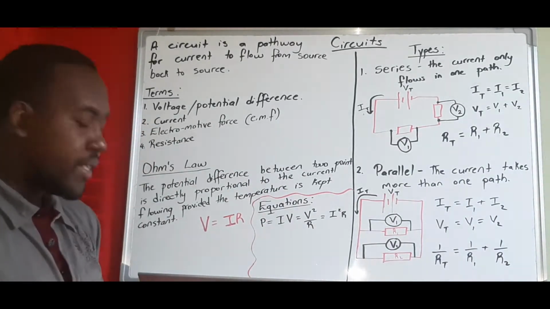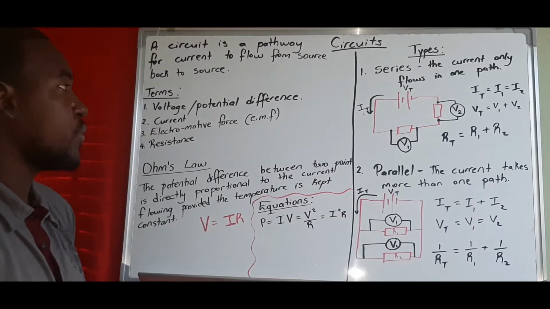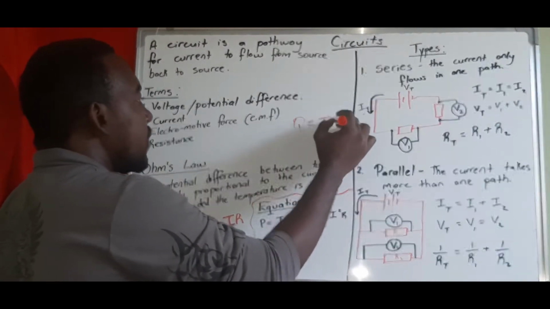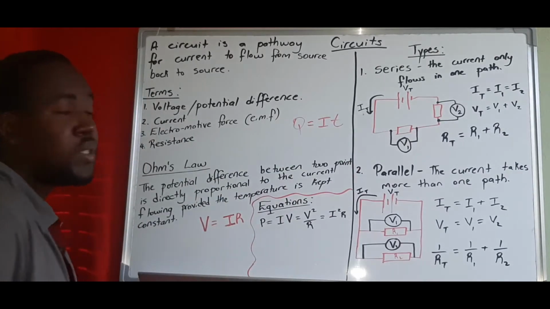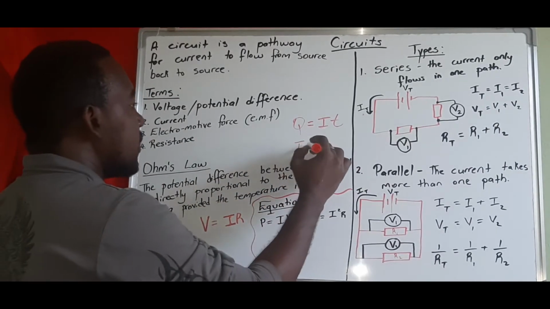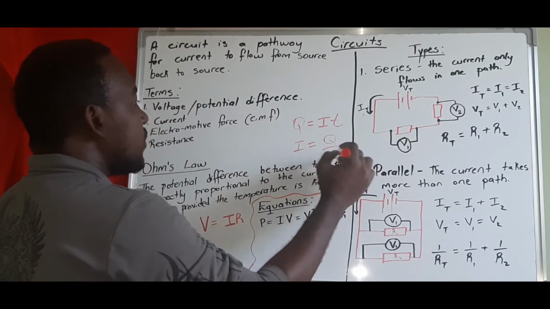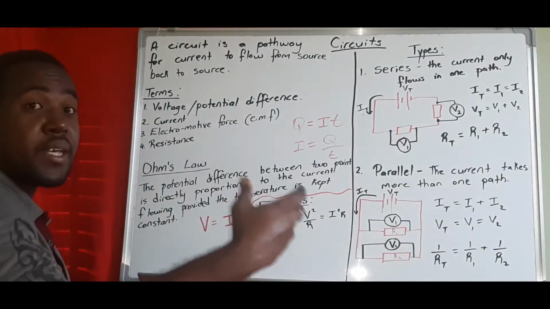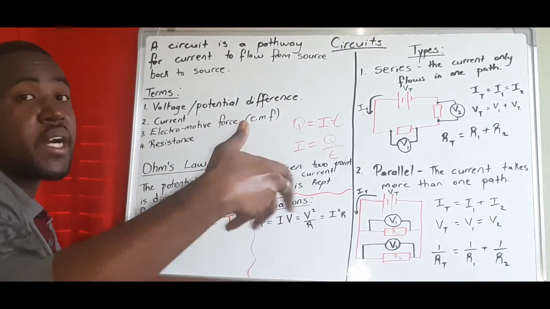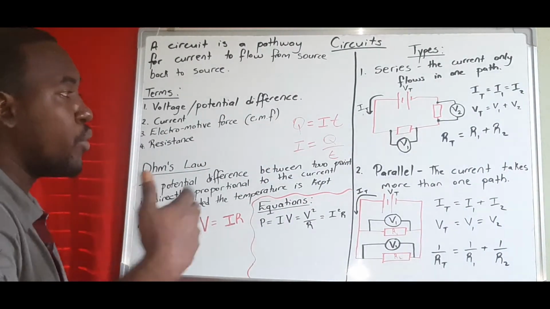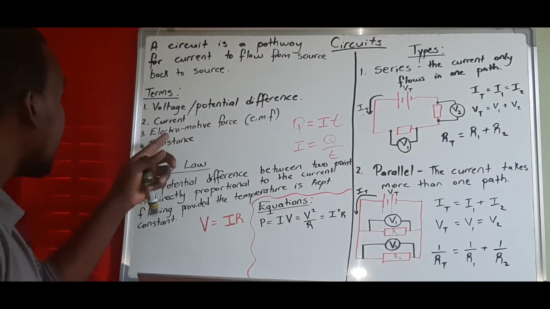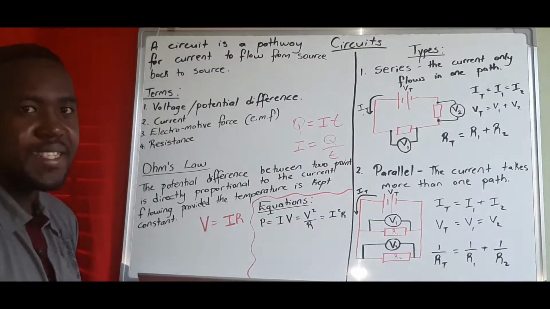Current. So current is the rate at which charges flow, right? And we can use this equation to remember that definition. So Q equals IT. So Q is the charge, so I is Q over T. So it's the rate at which charges flow per second, right? So every second in the circuit, how much charge is being passed at a point at that specific period of second, right?